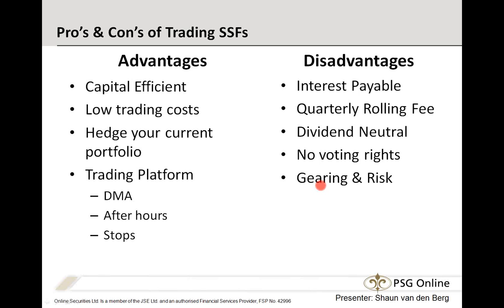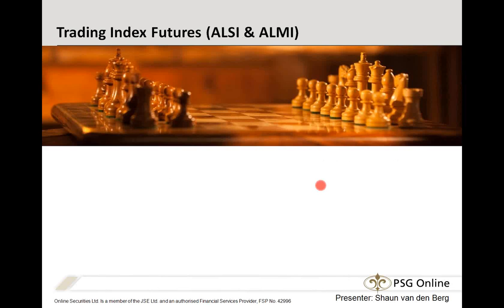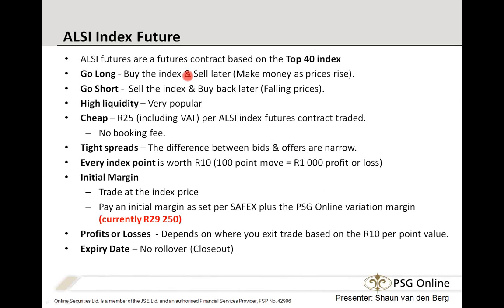Okay. So hopefully that gave you a quick introduction to single stock futures. Let's go into ALSI futures quickly. ALSI futures are very, very popular. You can go long and short, but this is on the index, the top 40 stocks. So they're very, very liquid. This is where the institutions trade. They're very cheap. It costs you 25 Rand per contract.